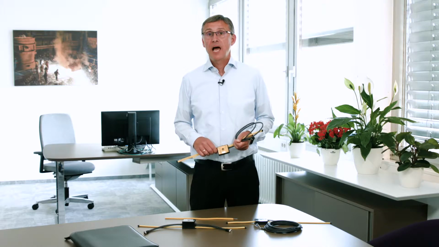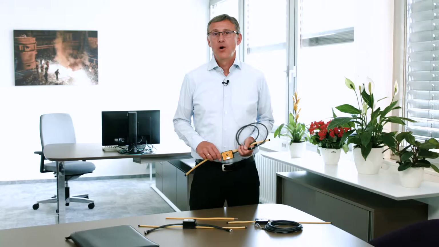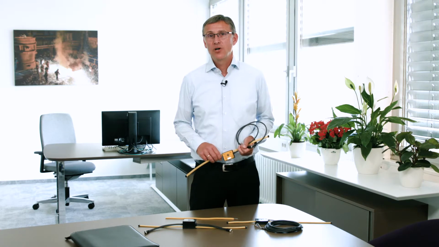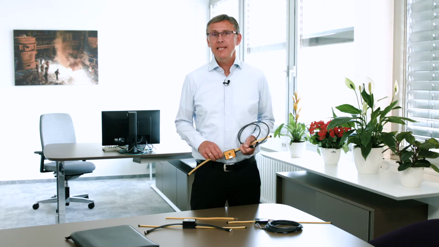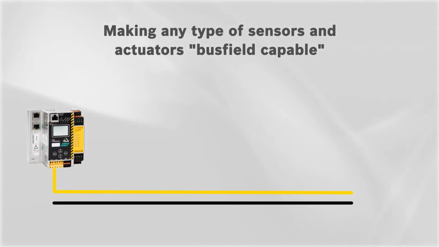To connect ASI sensors and ASI actuators, you only need passive distributors. Sensors and actuators without an integrated ASI chip require the use of active distributors. This is because active distributors with their ASI chip make any kind of sensor and actuator bus capable.